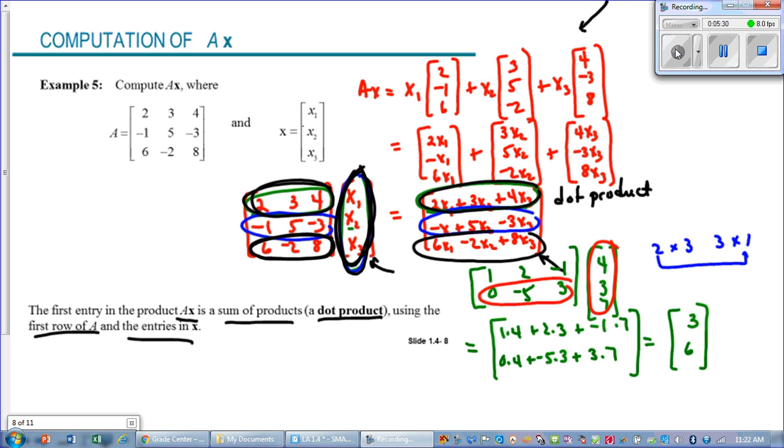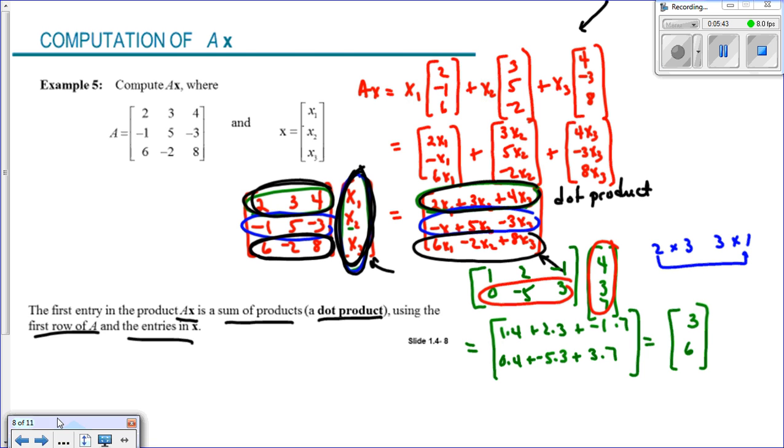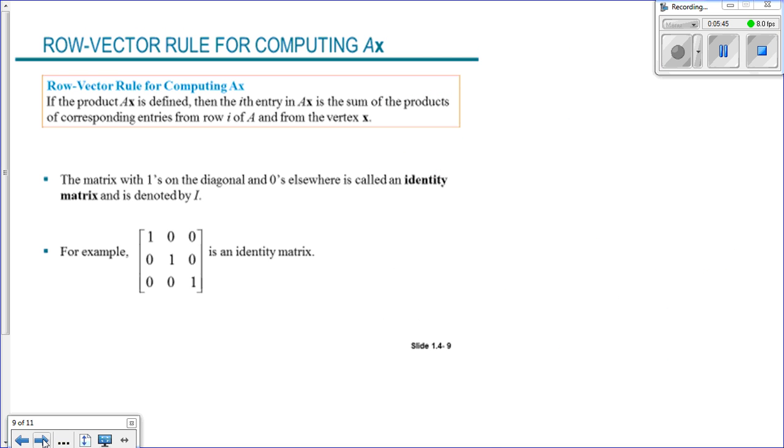So you can also do this as it's called the row vector rule, where you're taking the dot product of rows of A with the vector x. If the product Ax is defined, then the ith entry in the product is the sum of the products of the corresponding entries from row i of A with the vector x. So that's the row vector rule for computing A times x.